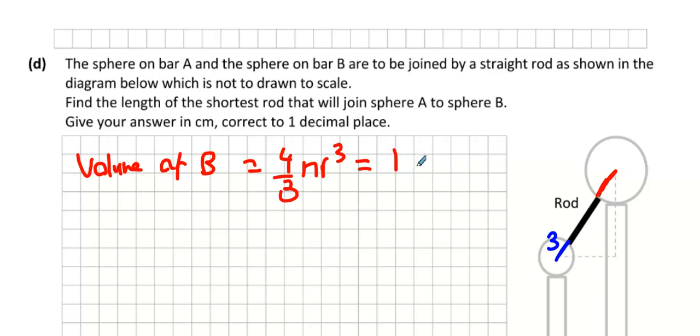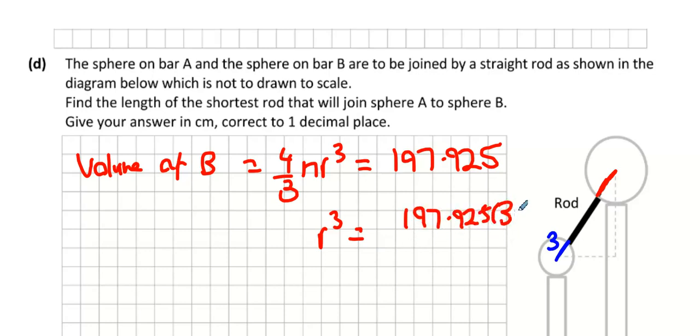197. So just give me a sec. No, doesn't work that way. So what is it? 197.925. What I'd like to find out now is the R value that made that happen. So we're going to multiply it by 3, divided by 4, and cube root it. So R cubed is 1.97925 multiplied by 3 divided by 4. And then I'm going to cube root the whole thing. Once you have an answer for that, let me know.